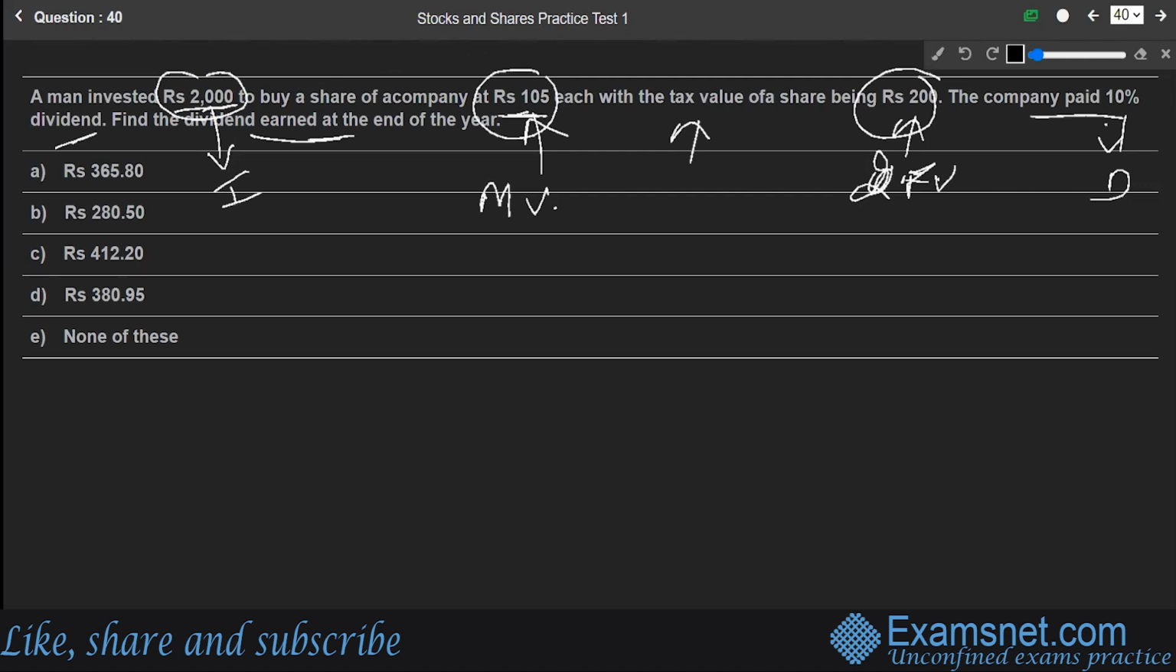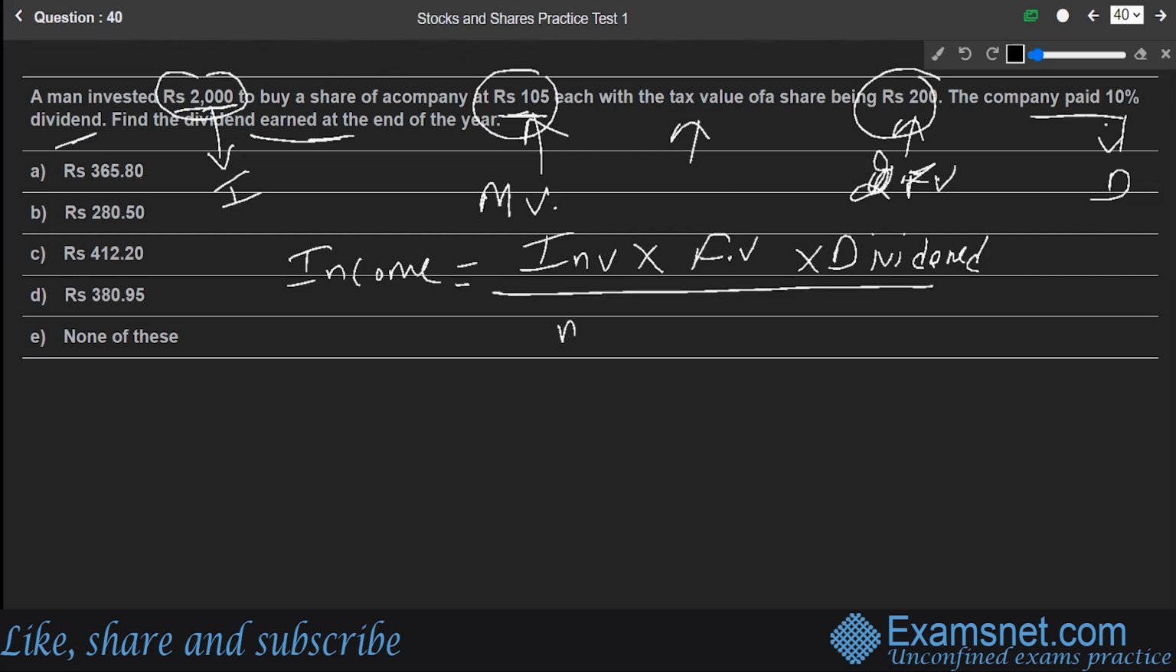So let us use that formula directly, which has been also used in multiple questions. So the income formula is simply income is equal to investment multiplied by face value multiplied by dividend on each share or each stock divided by the market value into 100. So this is that particular formula that can be used here directly because all the values have been given. If we go one by one to achieve these values, that will be a very long process. So let us use the direct formula. Let us put all the values.